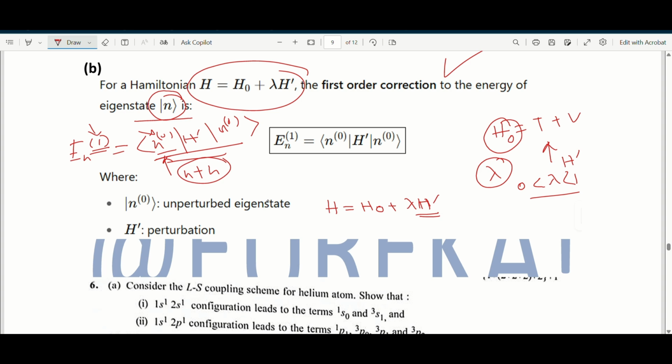It is 0, which means it is the unperturbed state. Okay, unperturbed eigenstate. H prime is the perturbation which is externally applied.